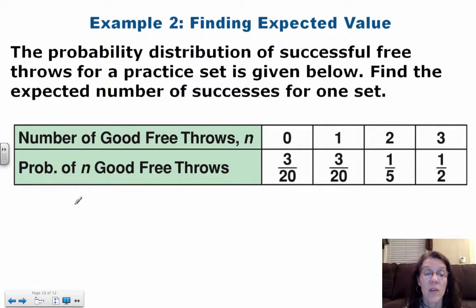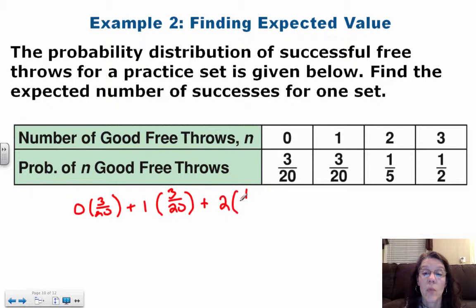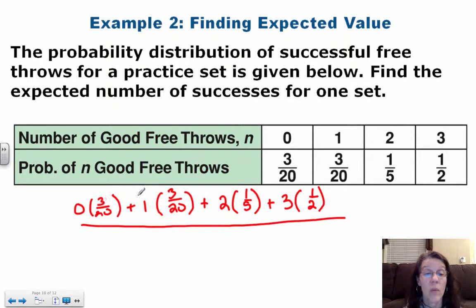Okay, so let's see how you did. So we take 0 times 3/20 plus 1 times 3/20 plus 2 times 1/5 plus 3 times 1/2. All I'm doing is taking the number times the probability, number times the probability, number times the probability, number times the probability. Then I'm going to add those up, do the multiplication, add it all up, and divide by the total number of free throws.